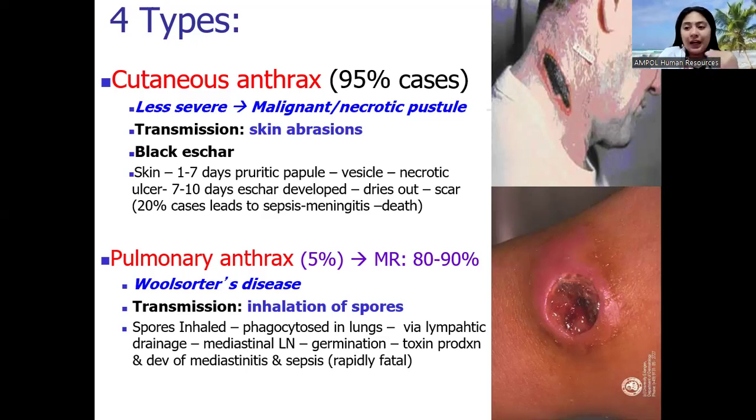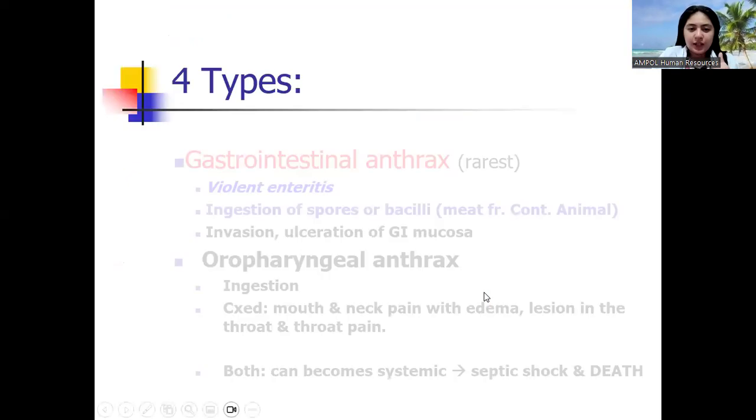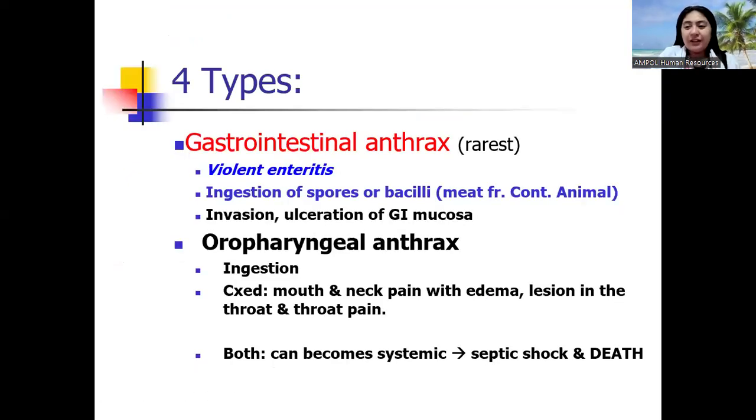If the spores are inhaled, the spores, or the bacterial cells, will be phagocytosed by the lungs, and via the lymphatic drainage they go to the mediastinal lymph nodes, and then will undergo germination. In germination, the spores are gone, right? When the environment is no longer extreme, they germinate. The spore disappears, but in germination, that's the time they produce toxins. Then comes the development of sepsis and eventually death. Right, guys?